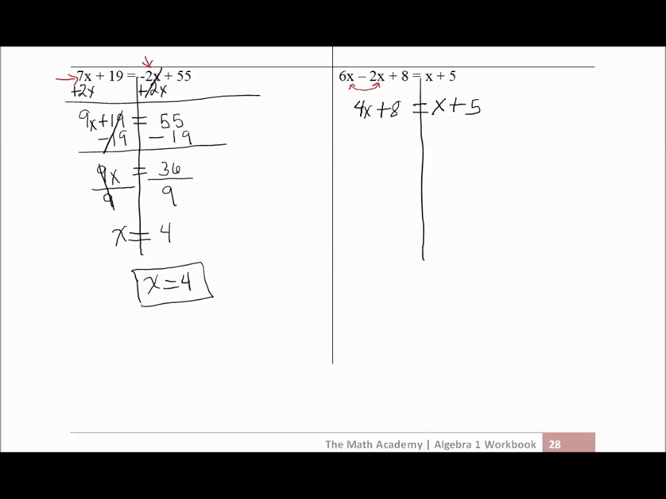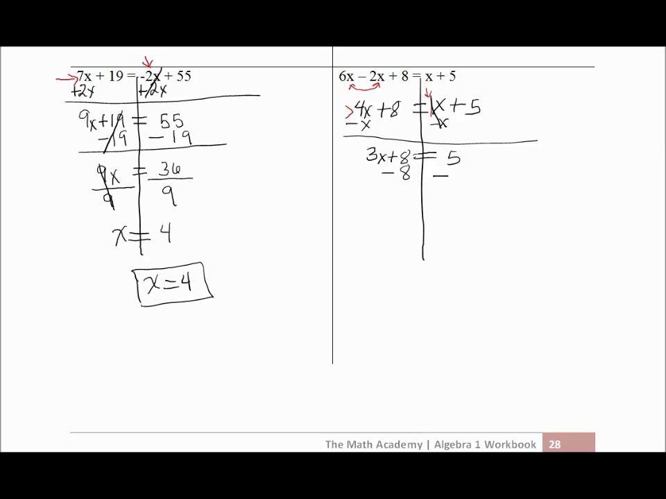Focus on the coefficients. I have a 4 there. And when you don't see a number in front of this variable, it's understood that there's a 1. So the coefficient here is 1. 4 is larger than 1. So that means that I'll move this x. So I'm going to subtract x from both sides of the equal sign. So that gives me 4x minus x is 3x. Bring down my plus 8. And that equals, x's cancel out, equals 5.